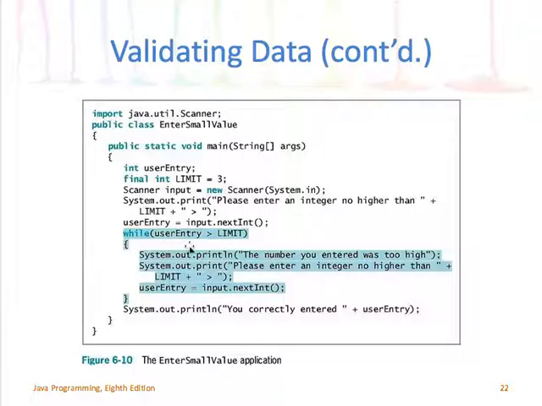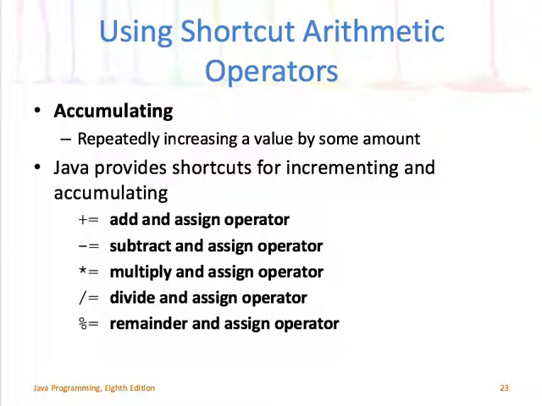Here's another example of a while loop. Validating data, output, and so forth. Using shortcut arithmetic. Accumulating, repeating the increasing value at the same amount. So Java provides shortcuts. So we have the plus equals, which adds as an assignment operator, and also subtract, multiply, divide, and remainder.